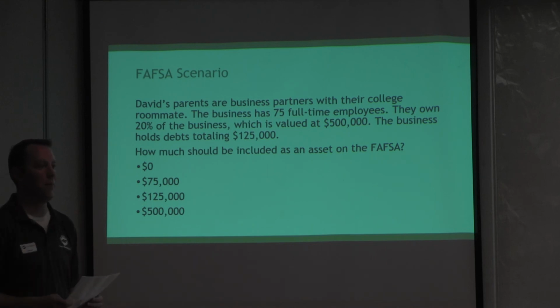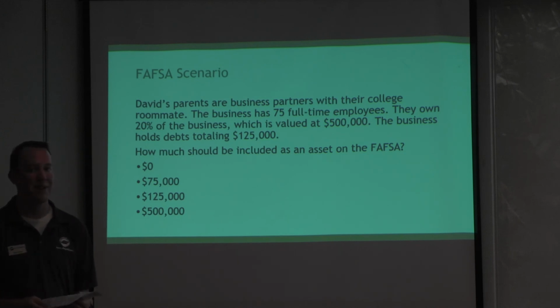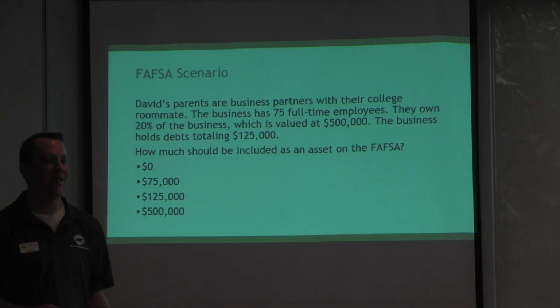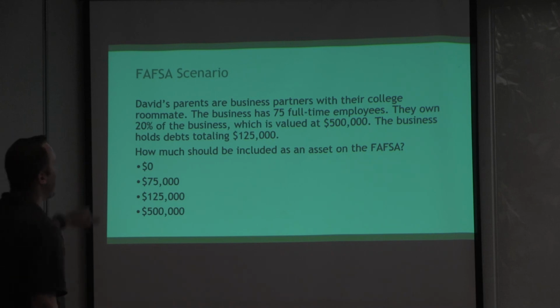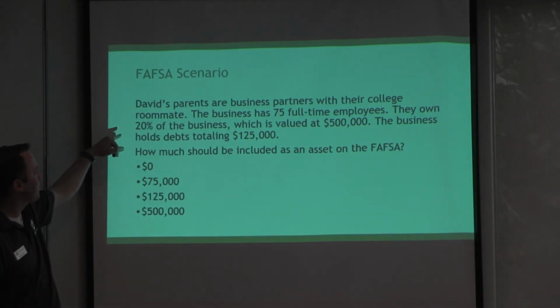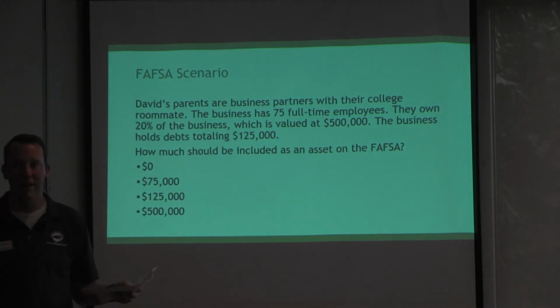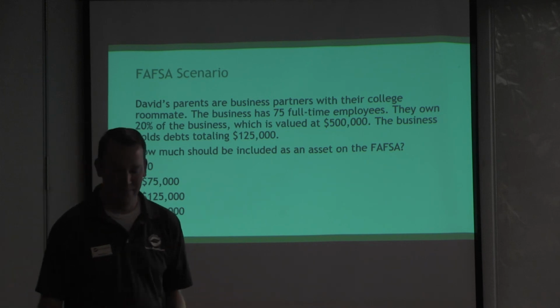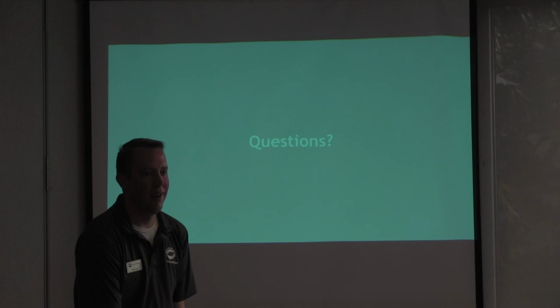So what's the answer? 75,000. Yes, 75,000. But you reported 20%. So they own 20% of the business. So 20% of 500,000 minus 125. That's 500 minus 125, and 20% of that. You have to have a small business, less than 100. I was thinking the same thing too.